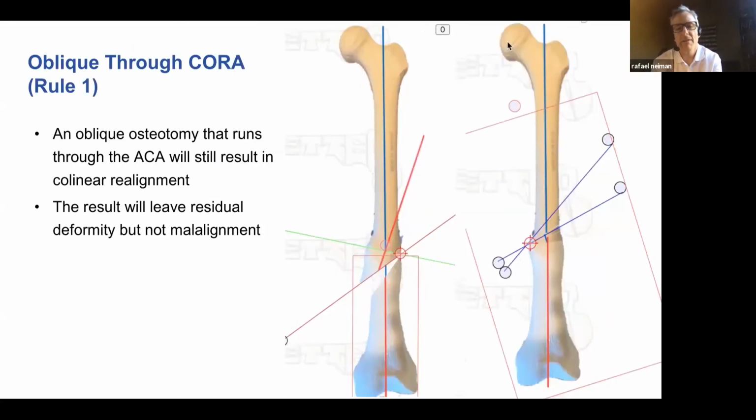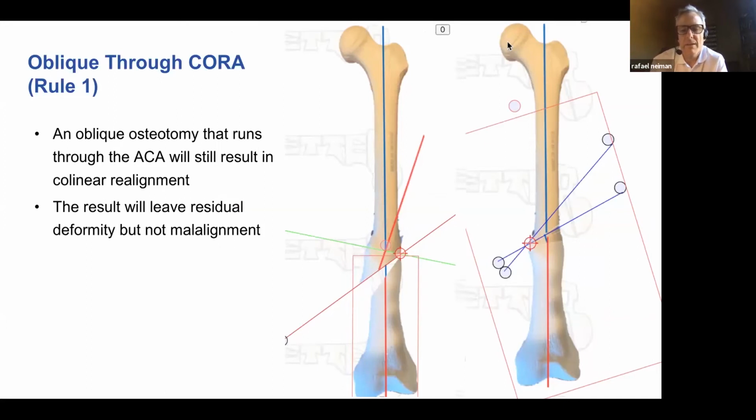We spent a fair amount of time discussing principles of deformity correction using the CORA method. Center of Rotation of Angulation is CORA. And I use a term called the ACA, which is the angulation correction axis. And the ACA is the axis about which you spin one fragment with relationship to the other. So that's really the key to deformity correction for angular corrections.